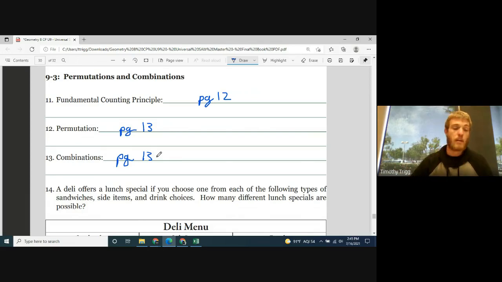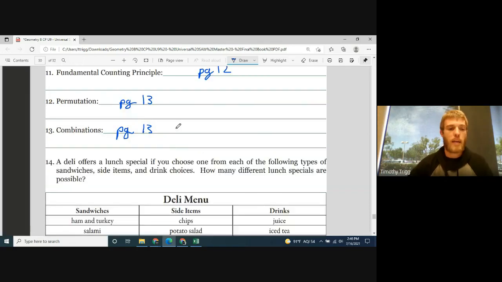Again, for permutation, order matters. So this is like getting first, second, third, right? Getting first place is different than getting third, right? So that order matters. Combination, order doesn't matter. Order doesn't matter here.